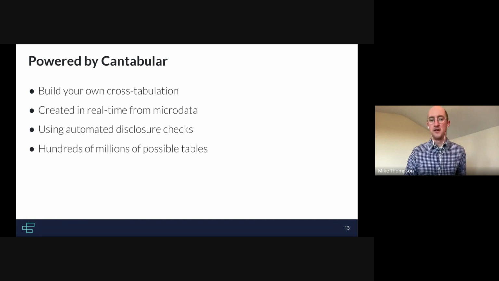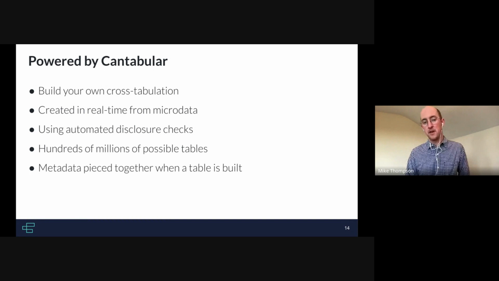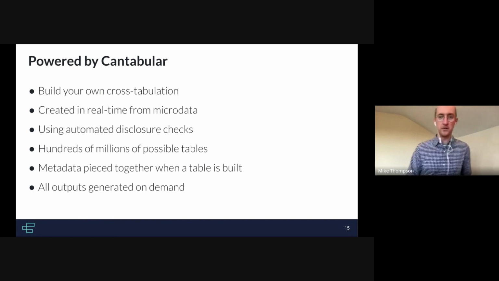And this means that for the ONS and NISRA, there are now hundreds of millions of possible tables being released from the census data this time around, which is in contrast to maybe only thousands of tables in the past. So they're getting a lot more value out of the census for their economy and their society. The metadata for these tables is pieced together when the table's built, because obviously these tables aren't being made by hand, so all the relevant metadata has to be pulled from a structured format. And then all of that data and metadata is put together in the outputs, the Excel files, the CSV files, and so on, that are generated on demand.